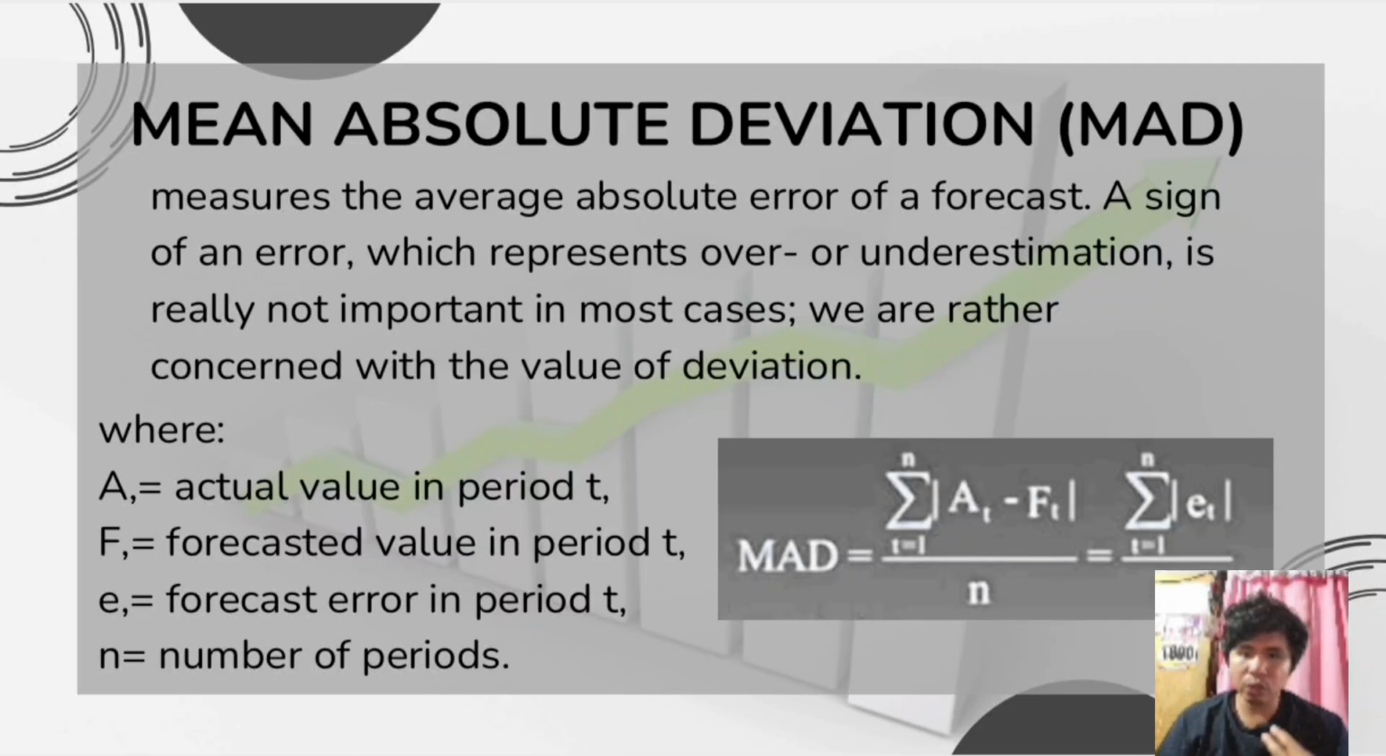There are two formulas. This first formula is called MAD, which is mean absolute deviation. Mean absolute deviation measures the average absolute error of a forecast. The sign of an error, which represents over or underestimation, is really not important in most cases. We are rather concerned with the value of deviation.